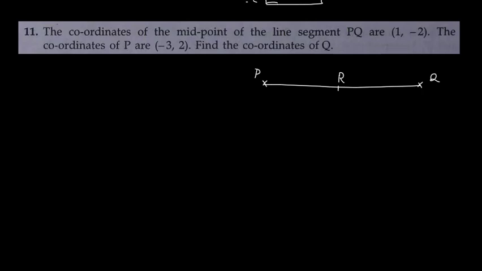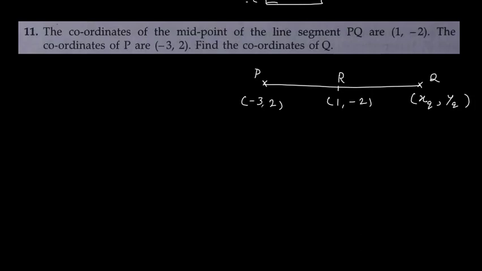So here the coordinate of point P is given, it is (-3, 2). The coordinate of R is given, it is (1, -2), and the coordinate of Q is not given. So I will say that this coordinate is (xq, yq). Okay, you can consider this as x2, y2, you can consider this as x, y. It is up to you.